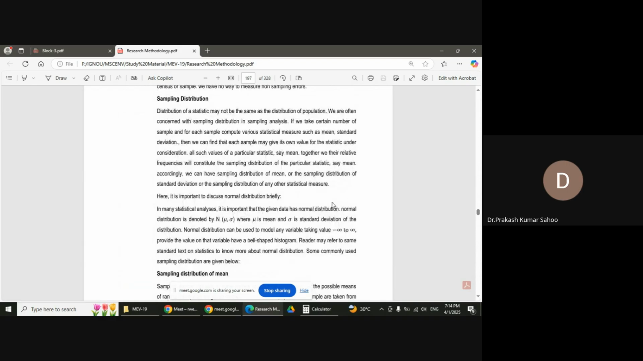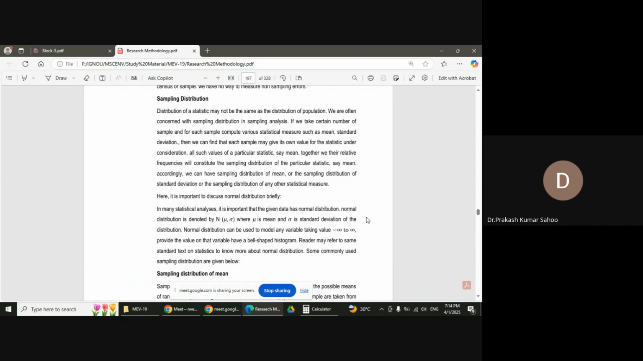Sampling distribution: the distribution of statistics may not be the same as the distribution of the population, because the population involves the total lot, but the distribution of statistics involves the sampling we have made. So we are often concerned with sampling distribution in sampling analysis. If we take a certain number of samples and for each sample compute various statistical measures such as mean and standard deviation, then we find that each sample may give its own value for the statistic under consideration.